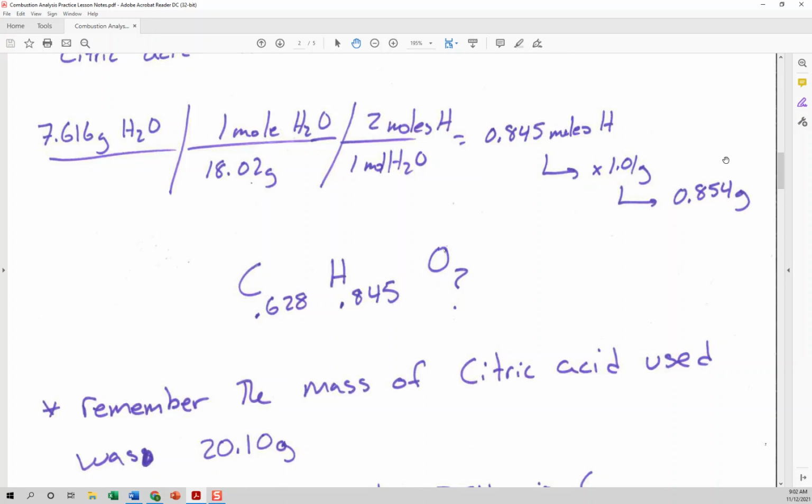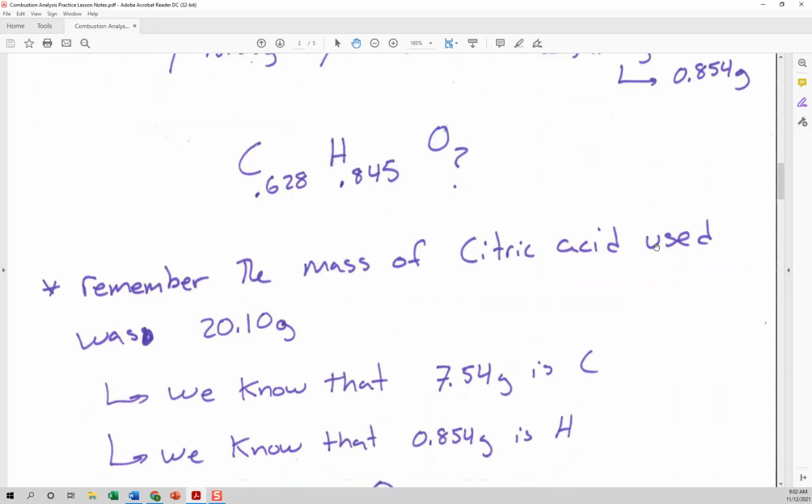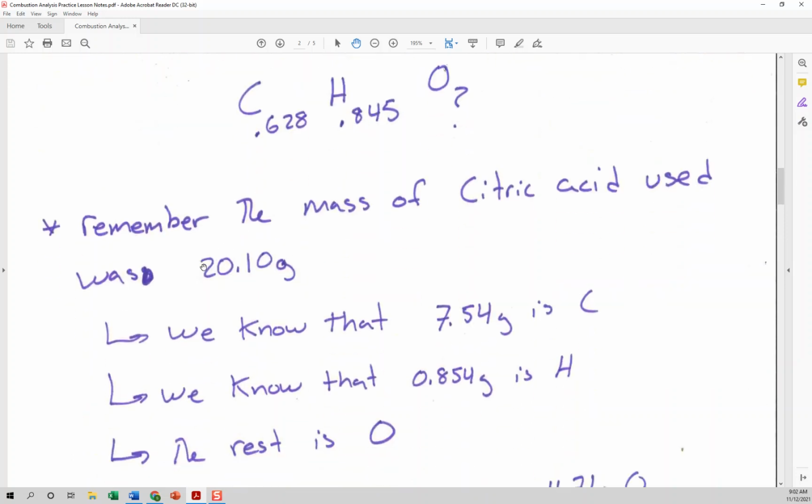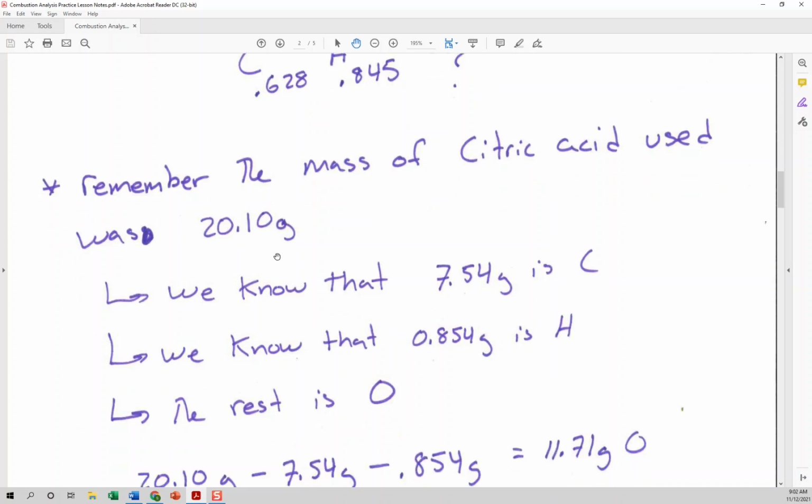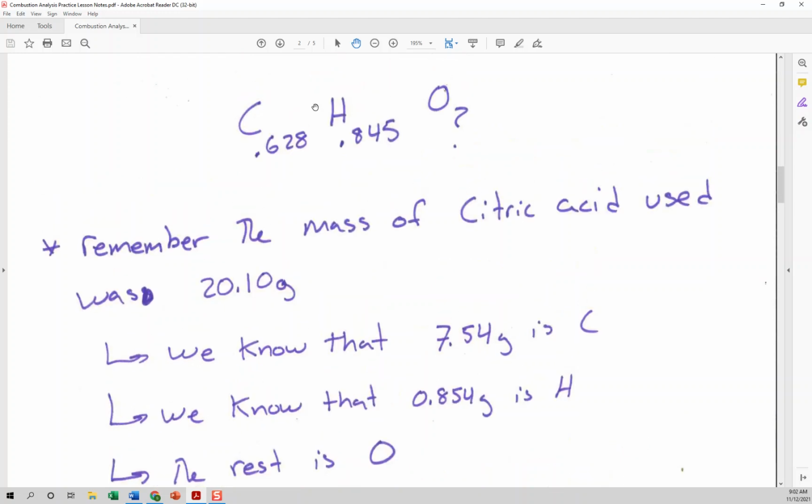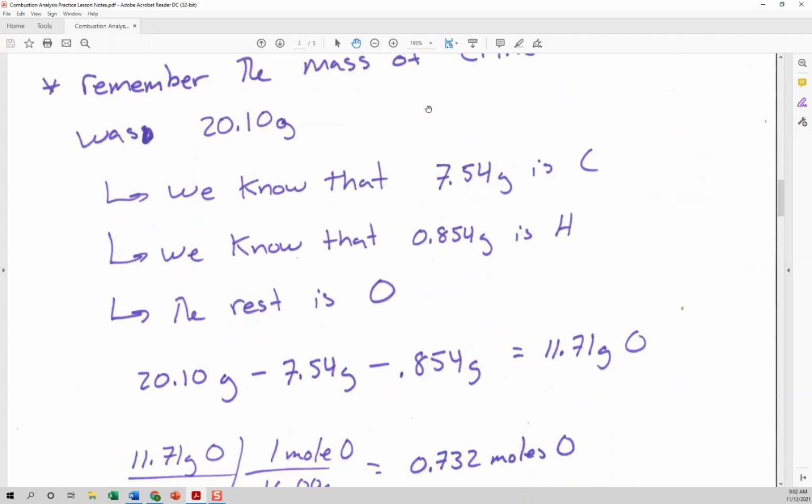So the reason why I figured out the masses of H and C is because we were given the initial mass of citric acid. It was 20.10 grams. And we know citric acid has carbon, hydrogen, oxygen. And we know of that 20.1 grams, 7.54 grams was carbon, and 0.854 grams was H, hydrogen. So if we just subtract, that'll give us how many grams of oxygen are in the citric acid. So that's what we're going to do, okay?